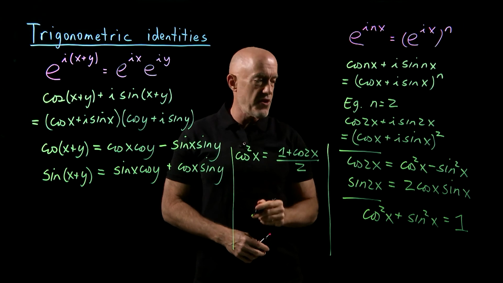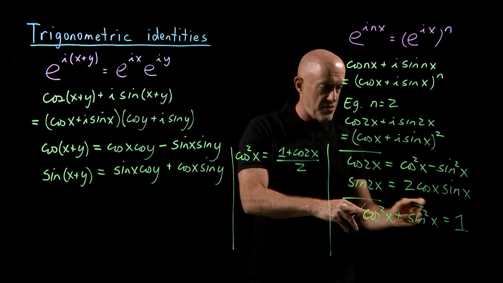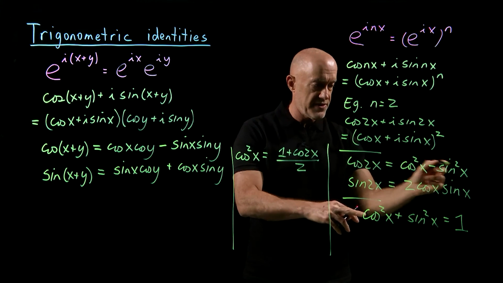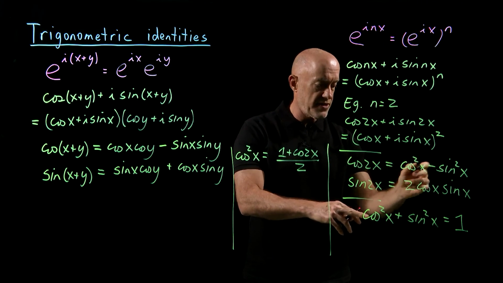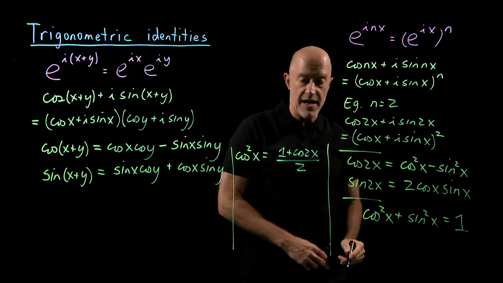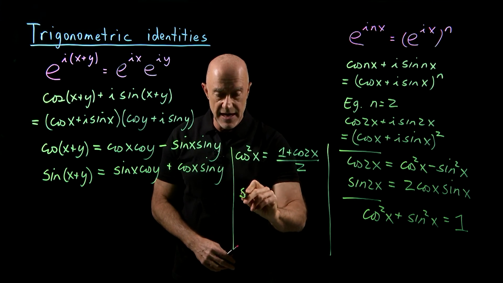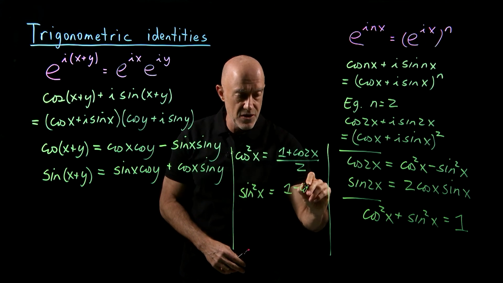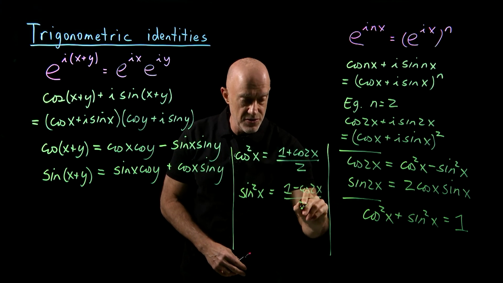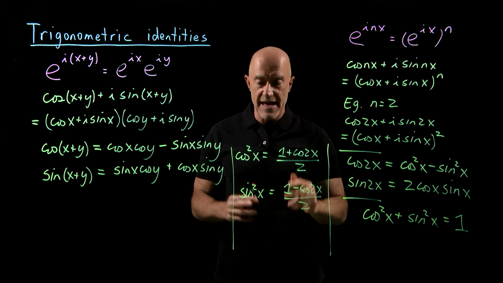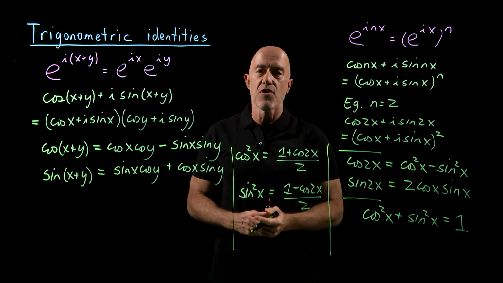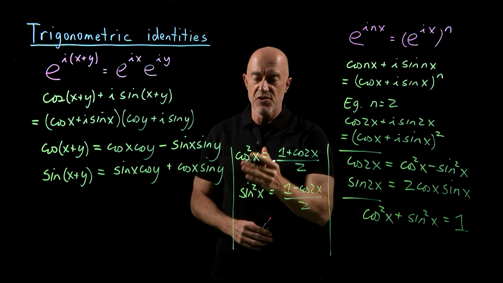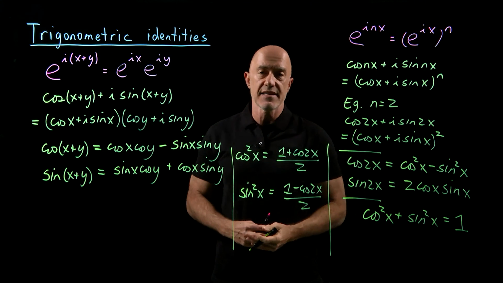The other identity that we used eliminates cosine squared x on the right-hand side of this double angle formula. So cosine squared x is 1 minus sine squared x, and that gives us the identity sine squared x is equal to (1 minus cosine 2x) over 2. Two very important identities that we call reduction formulas, and we've been using them to do integrals, such as the integral of cosine squared x dx.